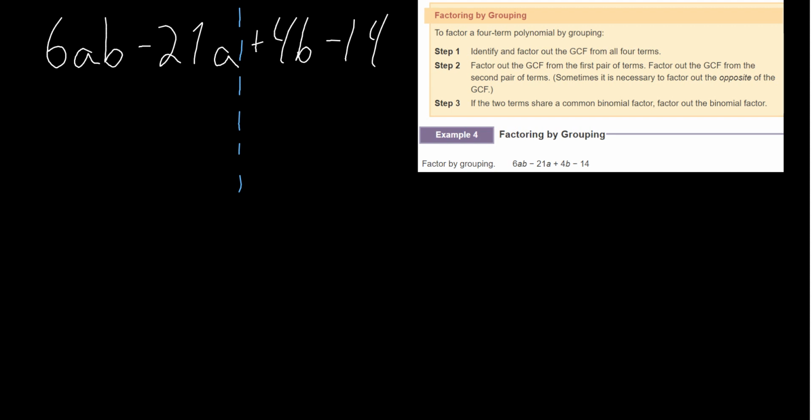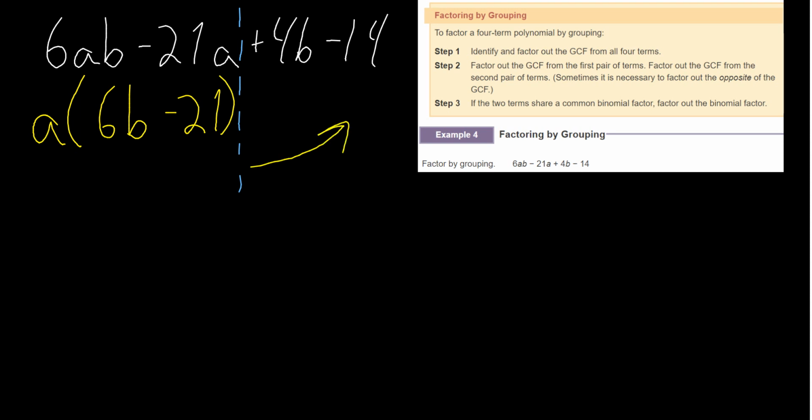The left side of that dotted line, what can I factor out? It appears that I can factor out an a. If I factor an a out, I am left with 6b minus 21. Now, if you do factor by grouping correctly, on the other side of the dotted line, whatever's in your parentheses should be the exact same. Not that it will be the exact same, but it should be the exact same.